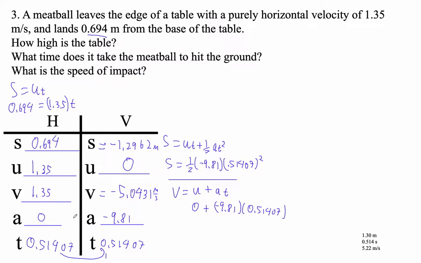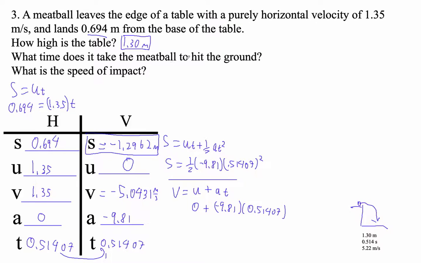Okay, so we filled in everything. Let's see what we can answer, right? So how high is the table? We're going to use this to answer that question, right? To get from the top down, remember the problem is the meatball goes and lands on the floor, right? To get from the top down, we had to go down about 1.30 meters. That means the table is 1.30 meters tall. I'm just taking this number and rounding it, right? It doesn't make sense to say that a table has a negative height, so I'm making it positive.